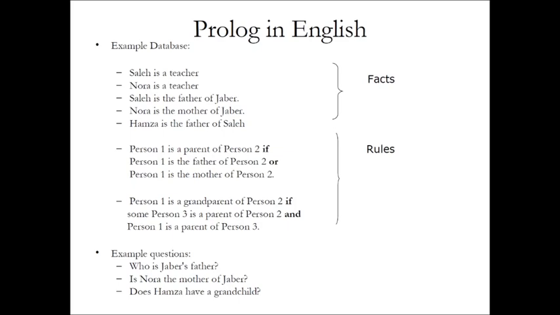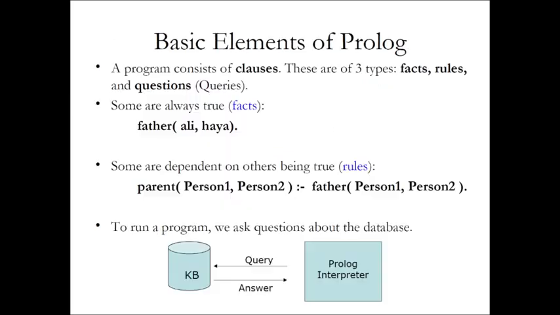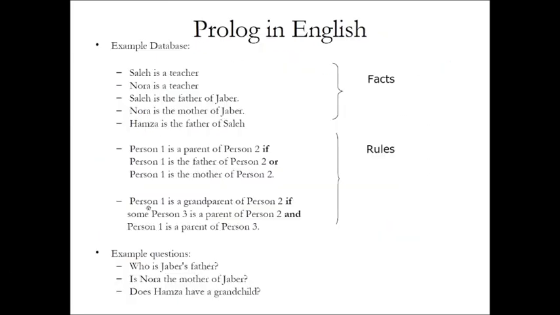This is just an example in English to understand the program in an easier way. In the last part you can see the questions like: who is Jabir's father, is Nora the mother of Jabir, and does Hamza have a grandchild, like that, right? By looking at this Prolog in English, we can easily understand the clauses and the types into which it's divided: facts, rules, and questions. So this is about Prolog.